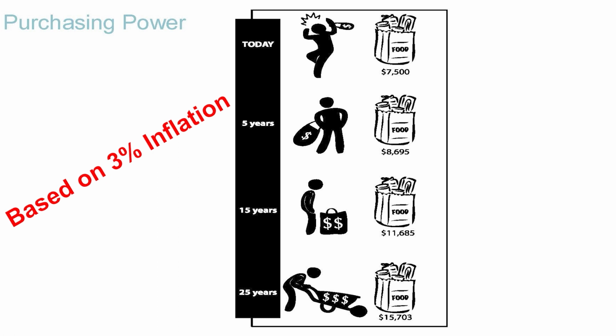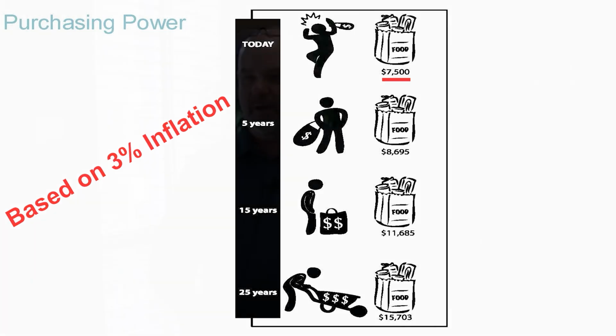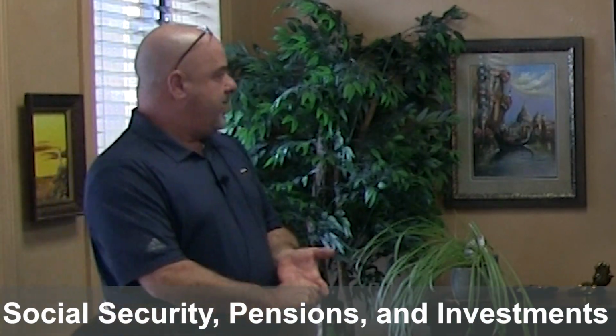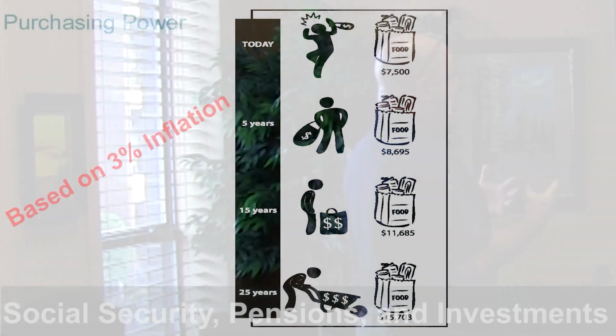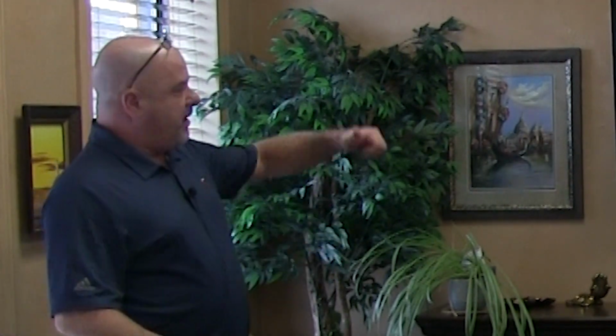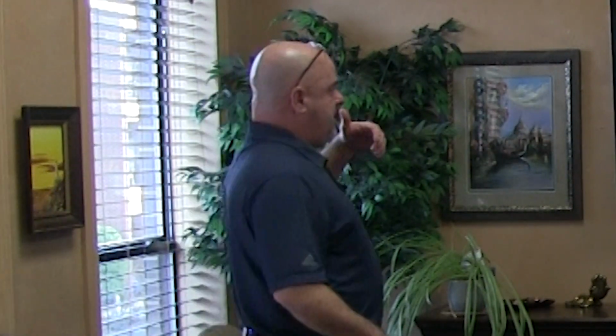Here's an example of somebody that retired today, and they're living the lifestyle they want to live, and it's costing them $7,500 a month. That $7,500 is coming from Social Security, pensions, and their own investments. Okay? So, if they want to continue living that same lifestyle, 5 years from now at 3% inflation, it's going to cost them about $8,700 a month. So $1,200 more a month to live the same lifestyle that they had 5 years ago.